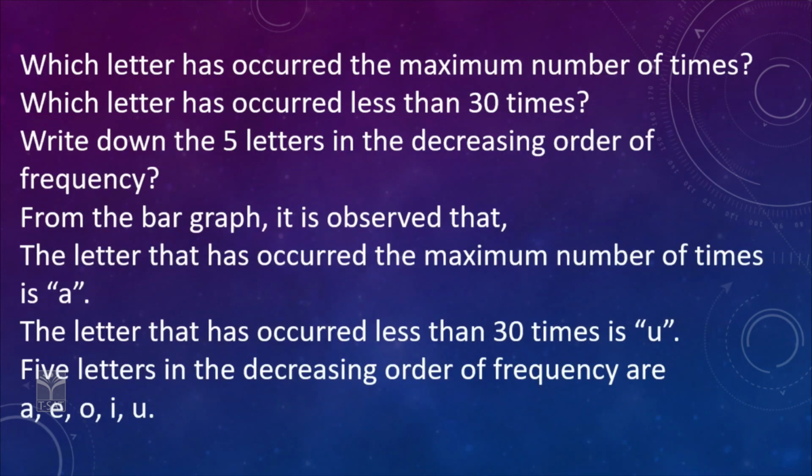Now, see that. Which letter has occurred the maximum number of times? First question. Which letter has occurred less than 30 times? Second. Write down the 5 letters in the descending order of frequency. These are the things here. Okay. Now, we will see the question once again.